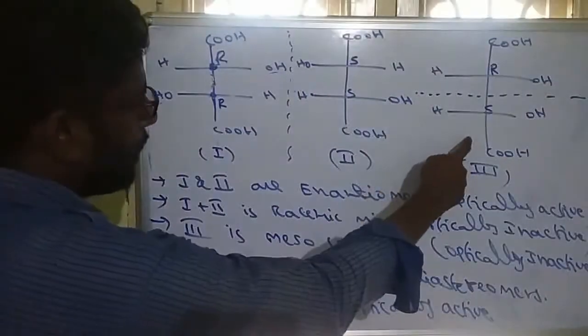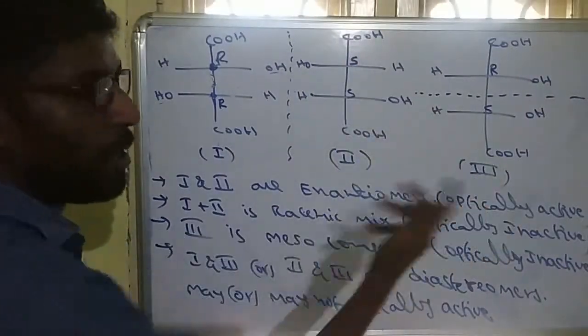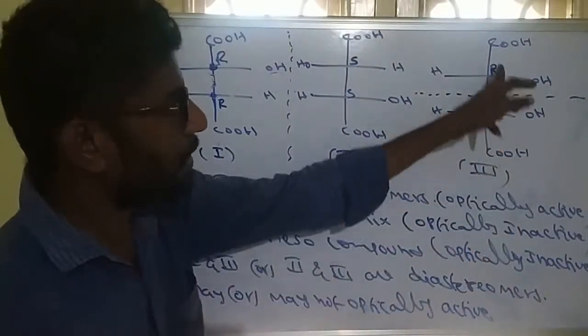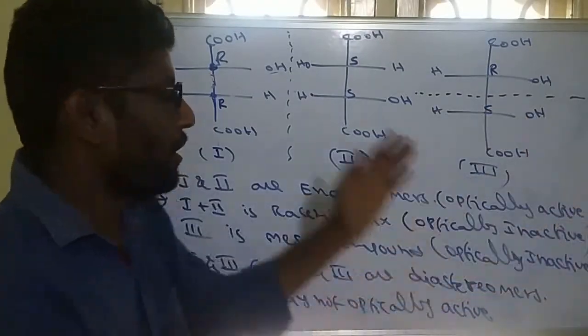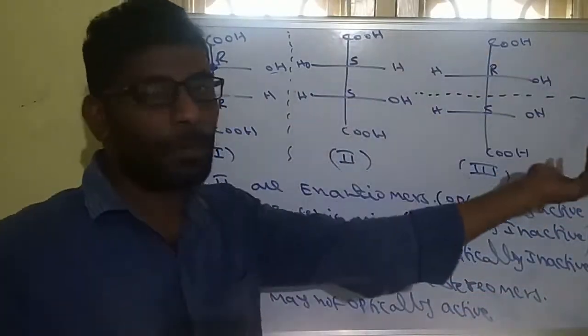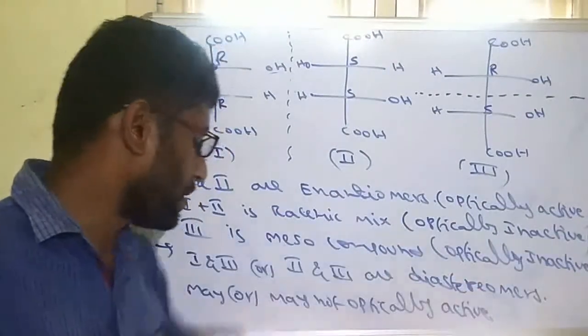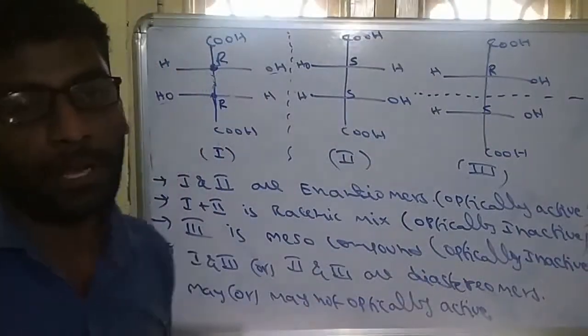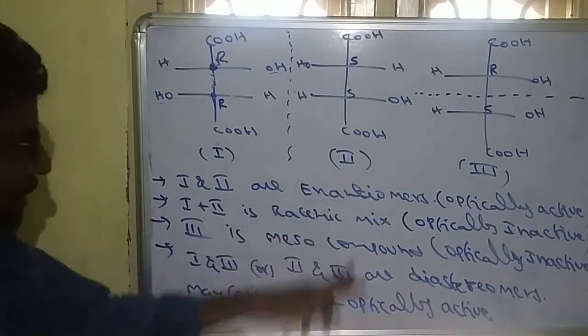So in these two molecules, this is directly S. This is an optical isomer. But this is optically inactive due to cancellation. So one is optically active, one is optically inactive. So that means diastereomers may or may not be optically active. So these four definitions are important.